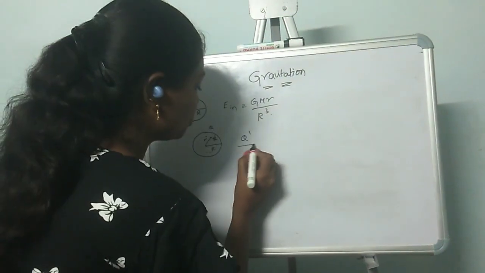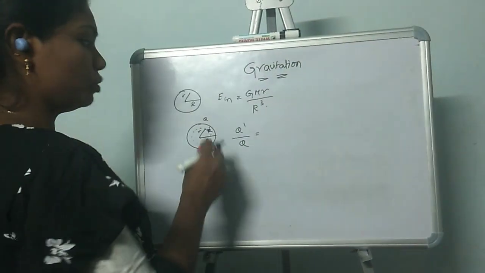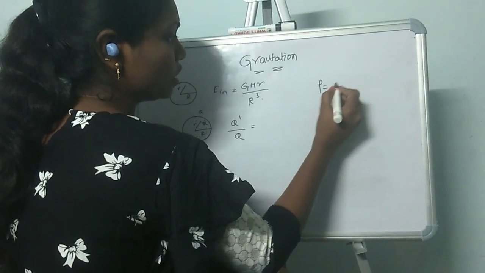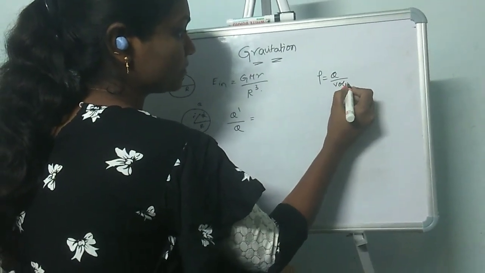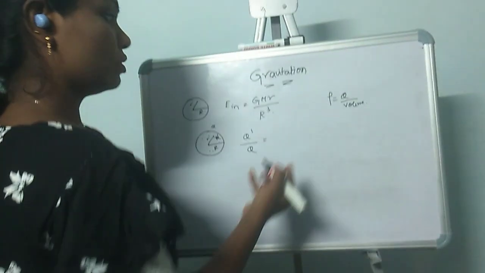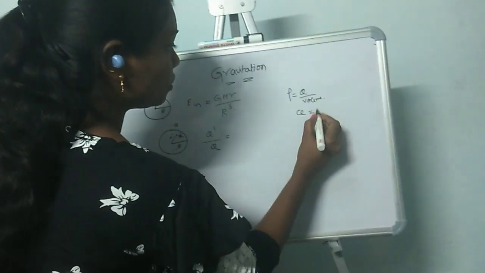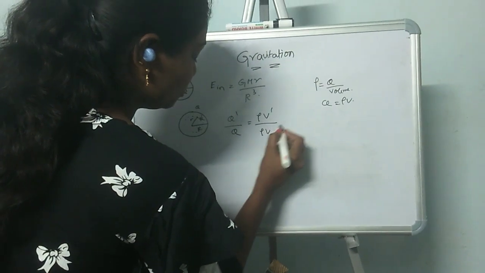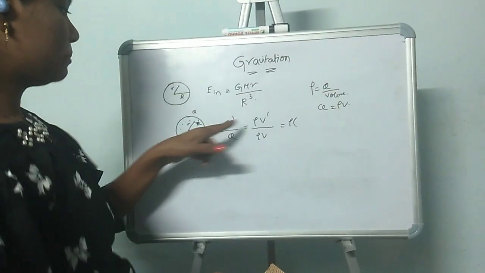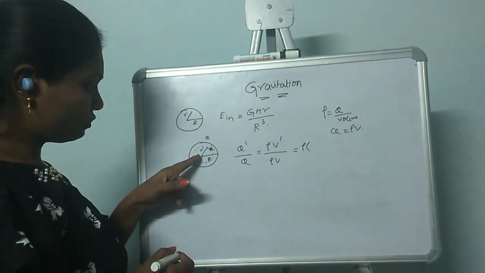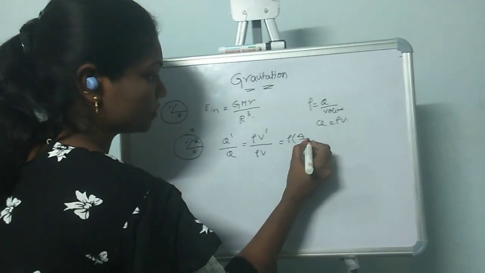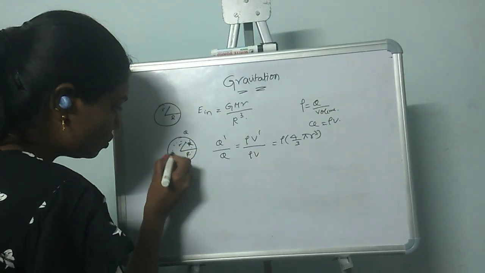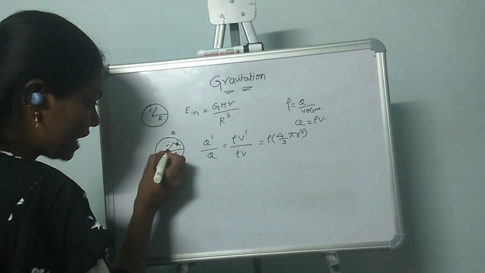Then Q prime by Q. Q prime by Q means charge, where density equals charge by volume. So we can write Q equal to rho into V. Then we can write rho into V prime, rho into V. Rho into V prime means volume of the new surface, 4/3 pi r cube, 4/3 pi small r cube, because it is a new sphere that has a radius r.